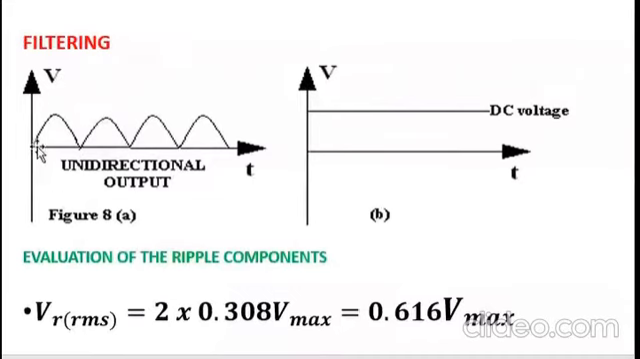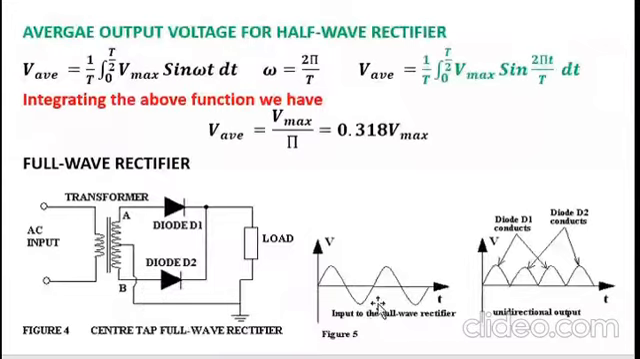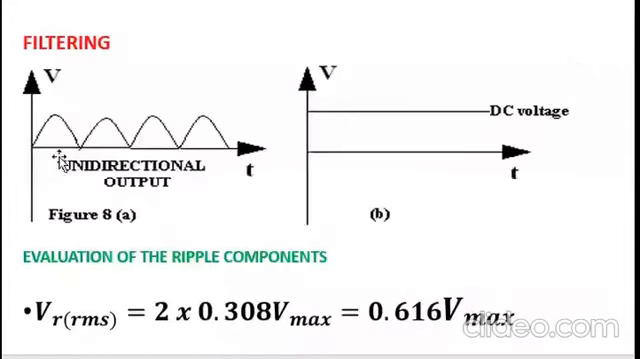Instead of being bidirectional, flowing in positive and negative, it is now flowing in only one direction, the positive direction. Up to now, we cannot call this signal DC because it is still alternating. You have to pass it through what we call a filter, so that it will reduce the variation, so that it can averagely be close to DC, which is constant with time.